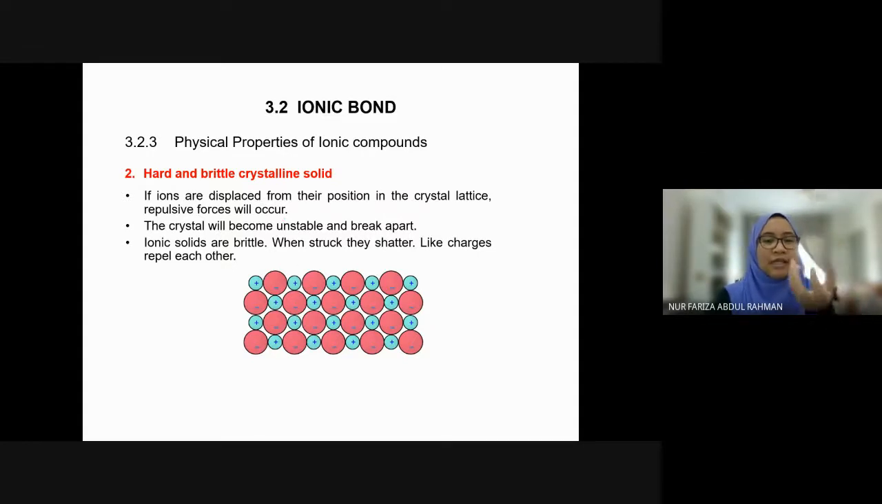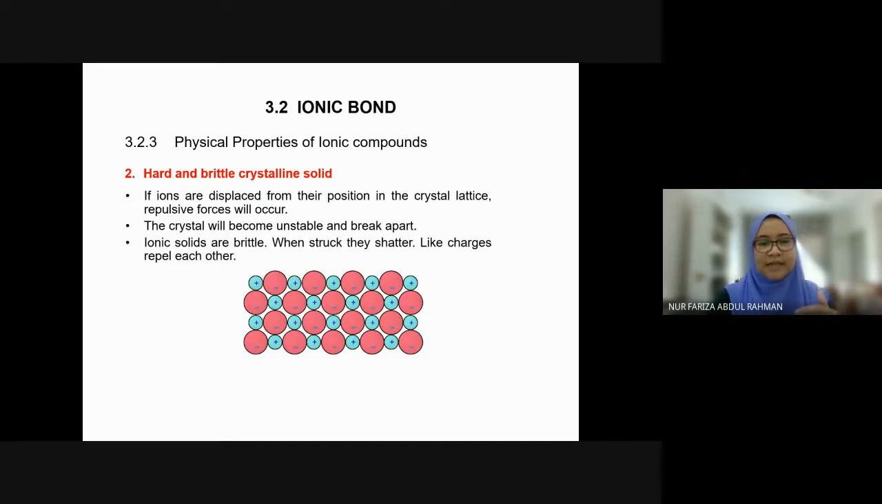Maksudnya macam mana they are arranged in solid tu. Dia positif, negatif, positif, negatif, positif, negatif. Dia tersusun, arrangement of the ions in the solid. Okay, alright. So imagine this is in solid form. Okay, so this is how they are attached together.